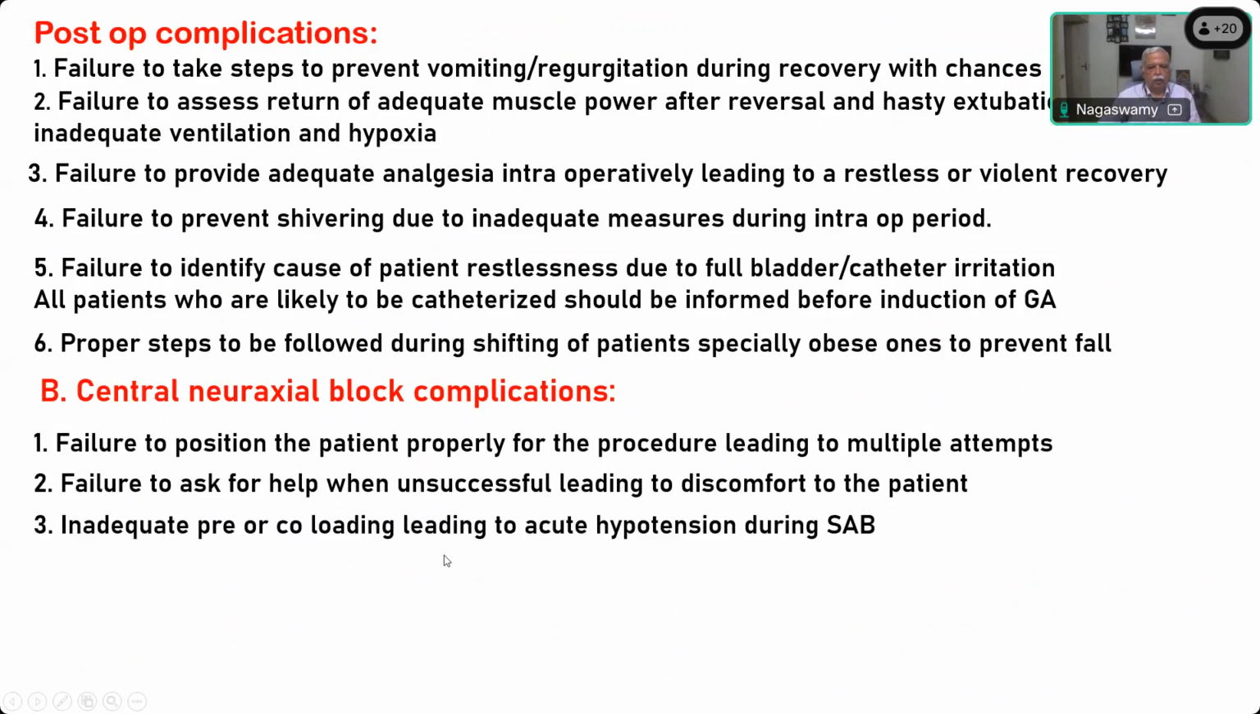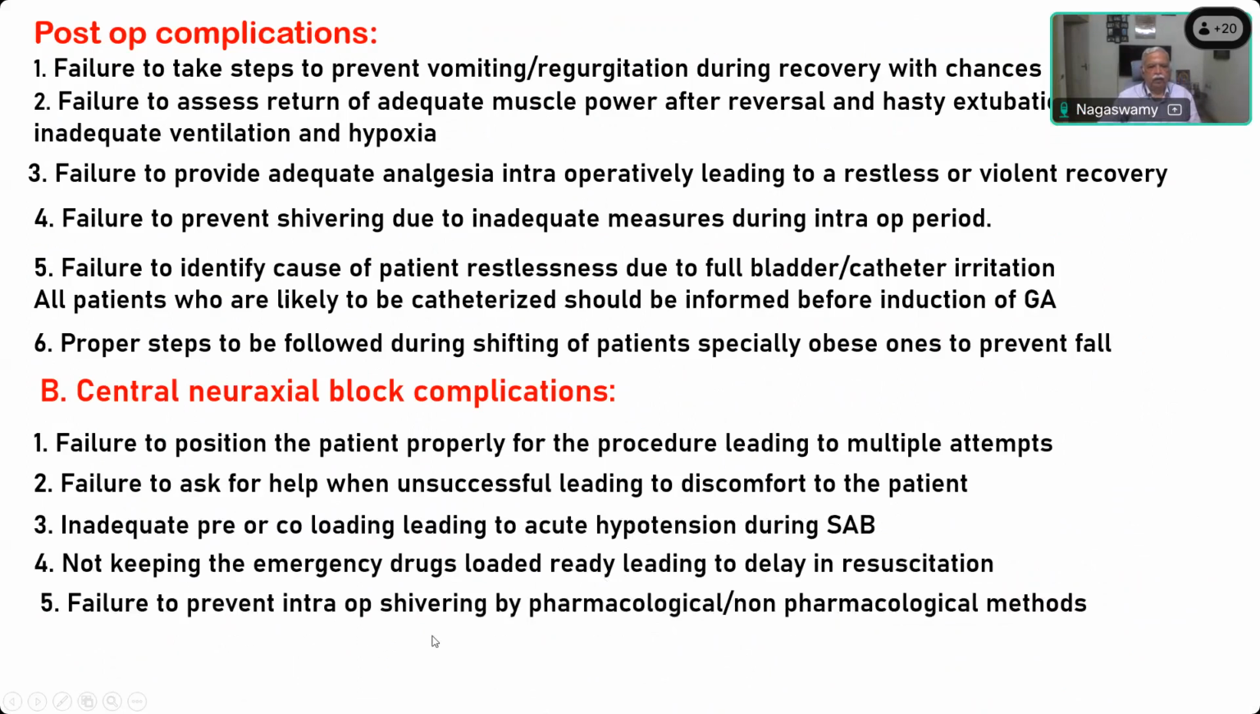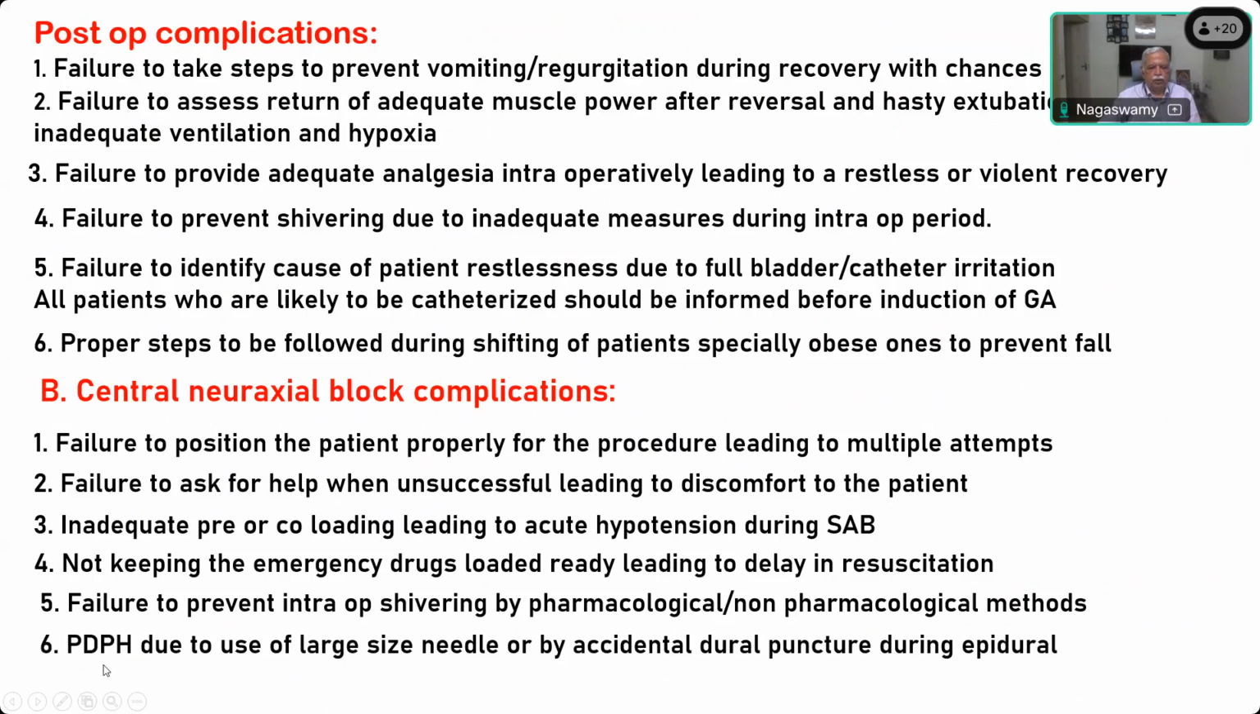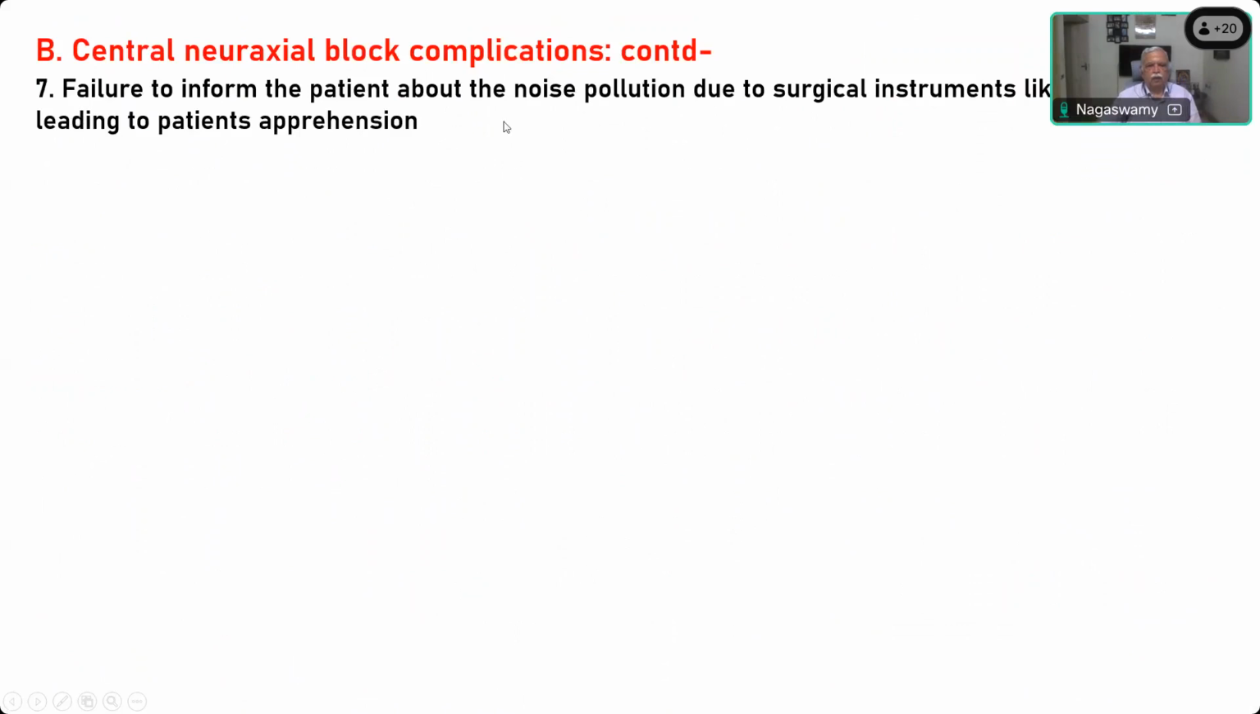Inadequate pre- or co-loading leading to acute hypotension after subarachnoid block. So make sure the patient is adequately hydrated. Not keeping emergency drugs loaded and ready, leading to delay in resuscitation after a severe fall in BP. Failure to prevent intra-op shivering by pharmacological or non-pharmacological methods, especially after spinal. And PDPH due to use of large size needles or accidental dural puncture during epidural anesthesia, which is considered iatrogenic. And failure to inform the patient about noise pollution due to surgical instruments.